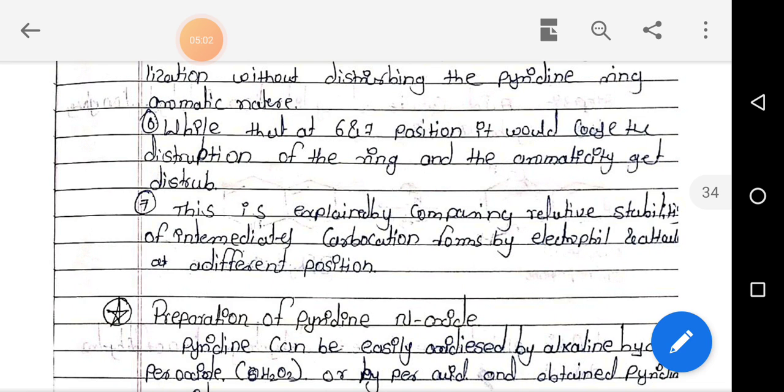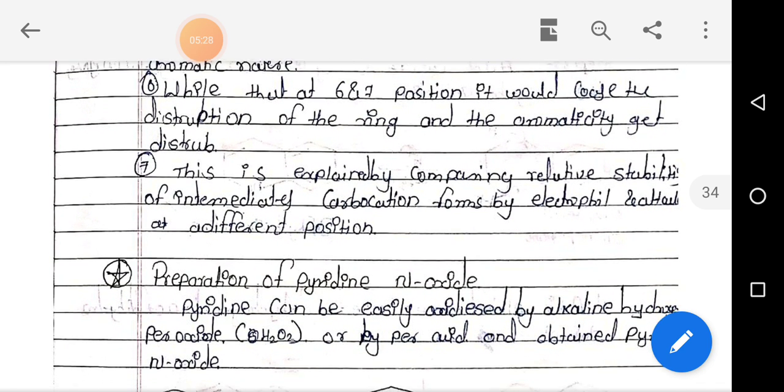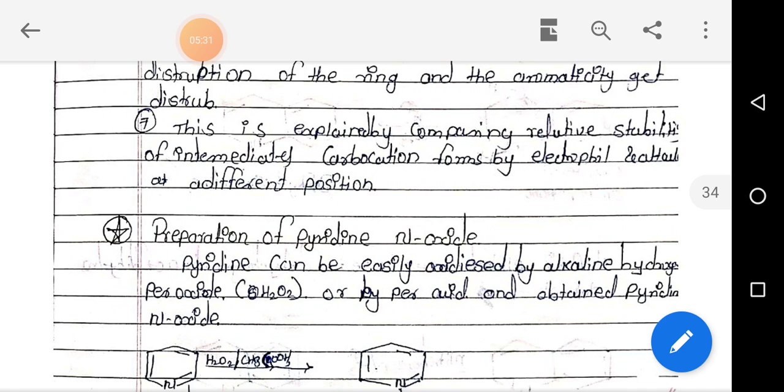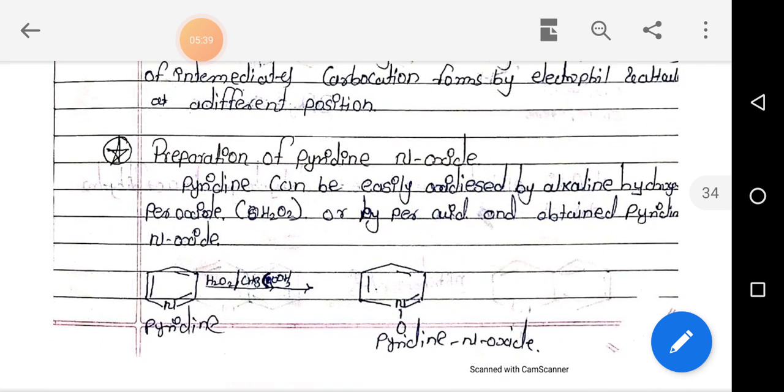So in the case of quinoline or isoquinoline, reaction is only possible if the compound retains its aromaticity. In the last state of these reactions, the compound retains or regains its aromaticity. This is a more stable product. So this explains the comparison of the relative stability of the intermediate carbocations formed by the electrophile attacking at different positions.